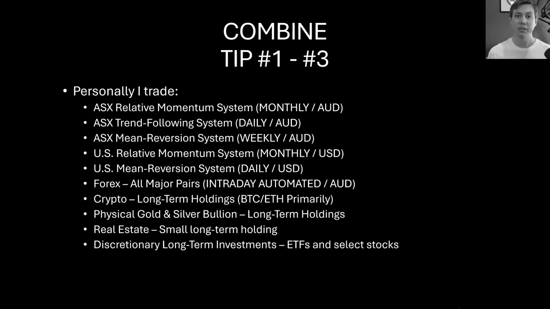And that's how I do things. These are the different systems I trade. It's a bit overwhelming, but I trade a monthly relative momentum system on the Aussie markets, a trend following system on the Aussie markets, mean reversion on the Aussie markets, relative momentum on the US markets, mean reversion on the US, you get the idea. And we have different time frames, different currencies, and this significantly smooths out my equity curve.